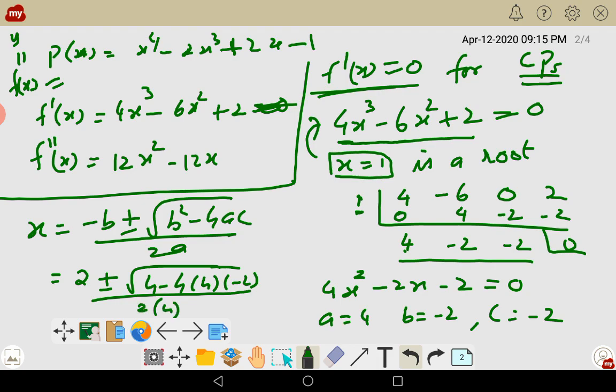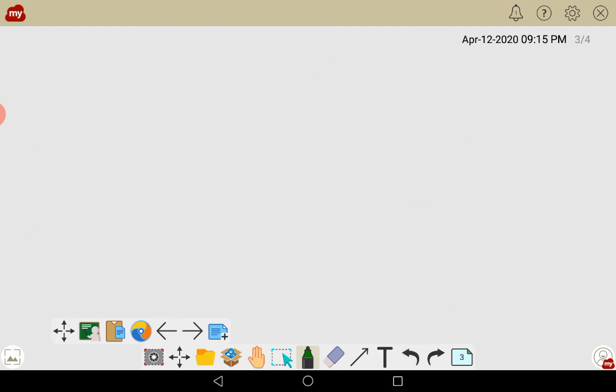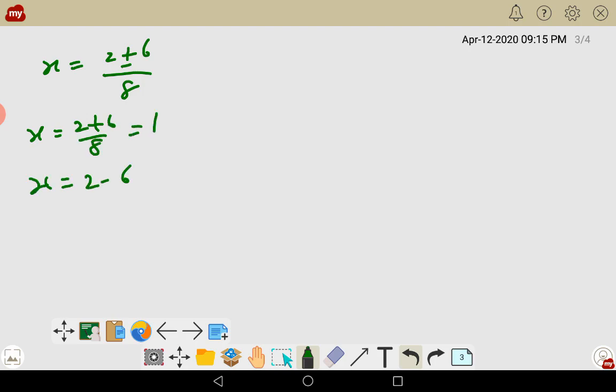In this way, if you continue, you will get x is equal to 2 plus or minus 6 divided by 8. So x is equal to 2 plus 6 over 8 will be again 1. x is equal to 2 minus 6 over 8 will be minus 1 by 2. And the first root we have found by trial is x equal to 1. So there are two roots for the first derivative.